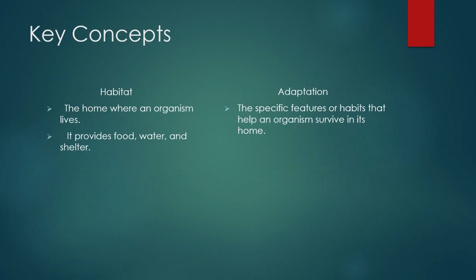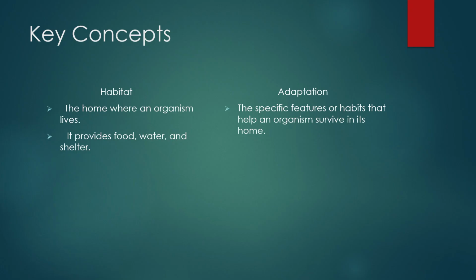Let's understand these words first. First is habitat. Habitat simply means a dwelling place, a home. It is the place where an organism lives. A habitat provides everything they need: food, water, air, and shelter, just like your house is your habitat.